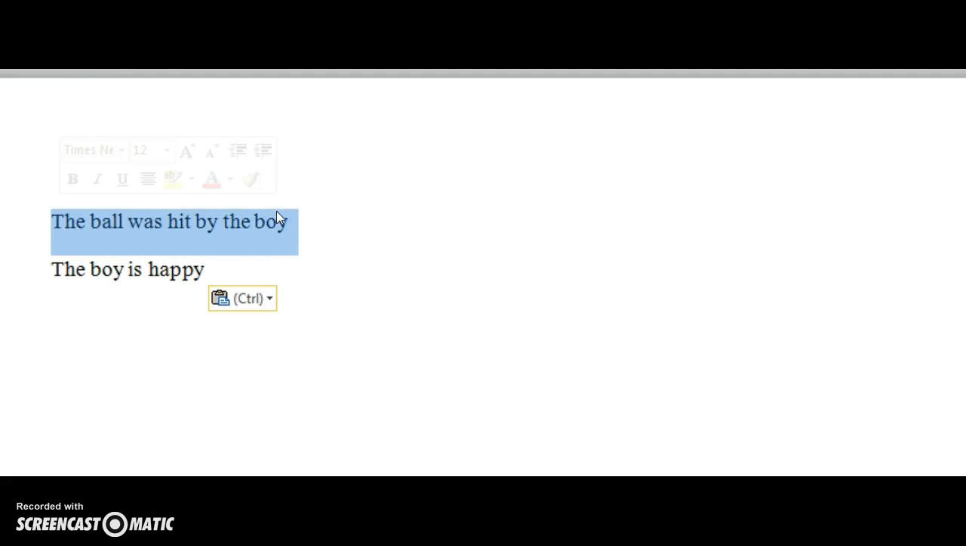One of the things that the passive voice is doing is it's inverting the relationship between the subject and the verb. In this case, the ball is the subject. The boy is the object. But when we think about the sentence, we really know that the boy is performing the action of the verb. So an active voice version of this same sentence would be this: the boy hit the ball.